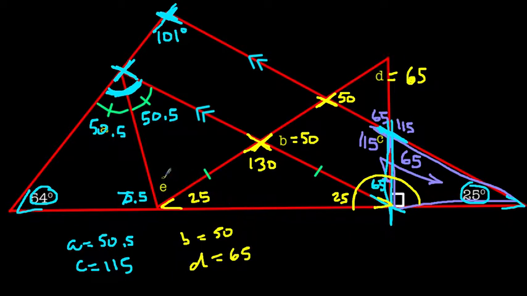And then the last angle that they're asking for is E. And we got this straight line here. So 25 plus 75.5 plus E needs to add up to 180. So we're looking at 100.5. We're looking at 79.5 for E.